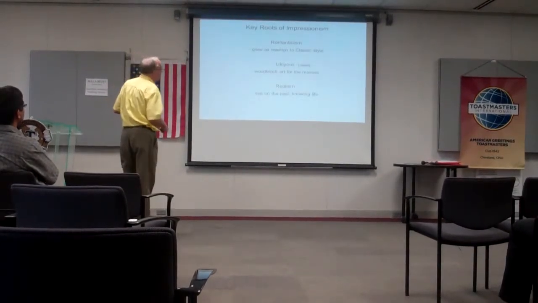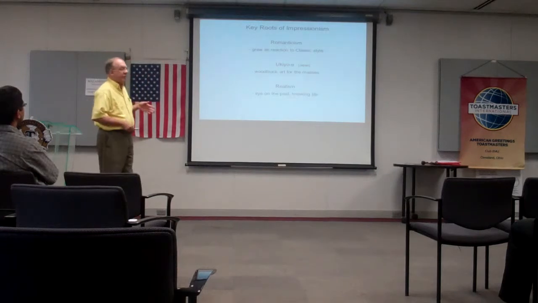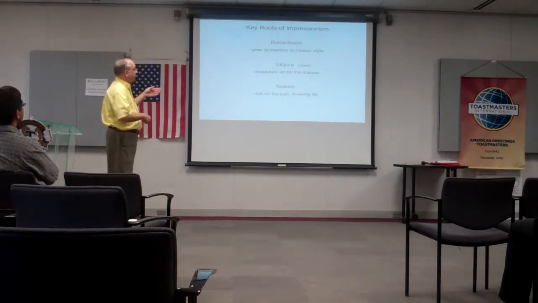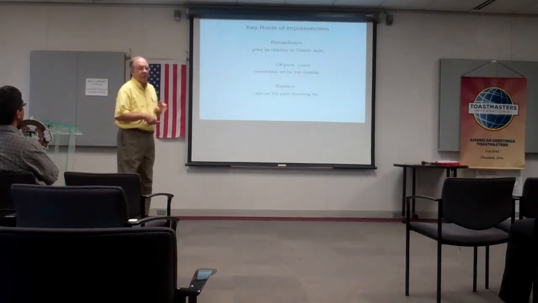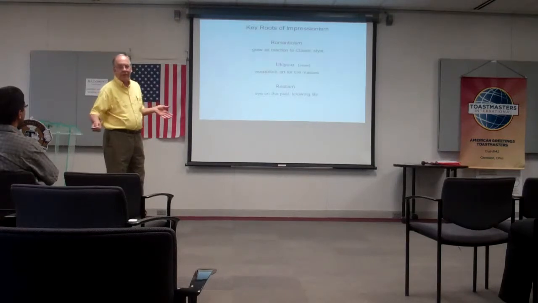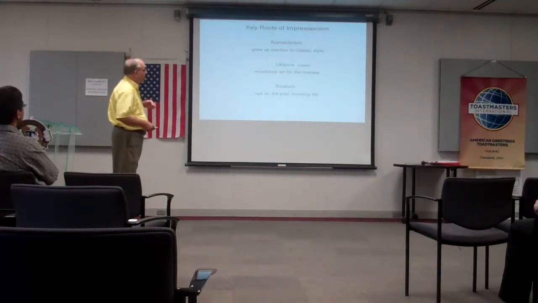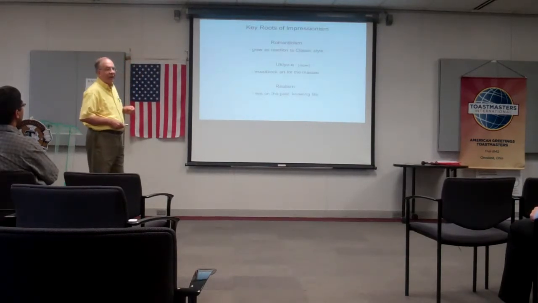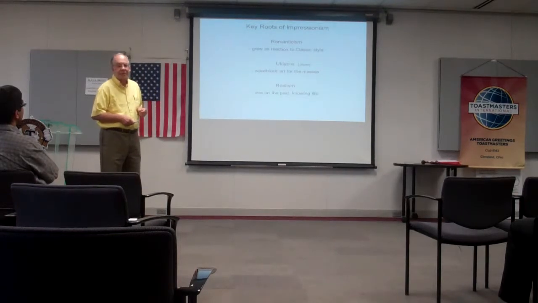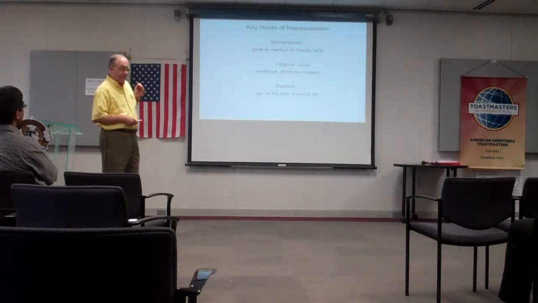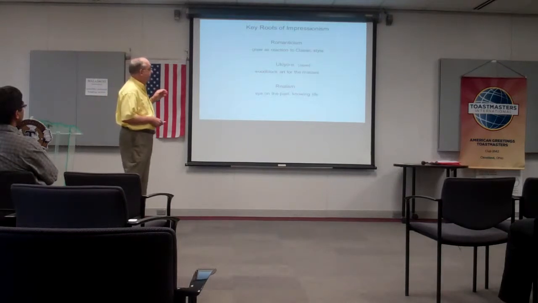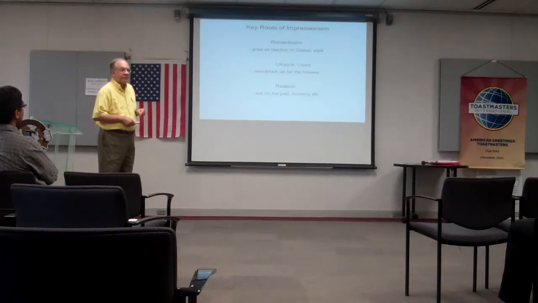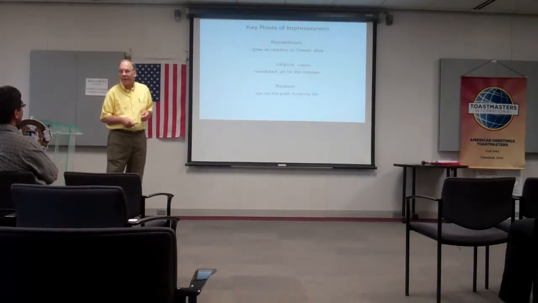I'll start out with key roots. There are others, but these are the key ones. First of all, Romanticism. This grew as a reaction to the classic style which you've seen in churches and everything for hundreds of years. Ukiyo-e from Japan. That means from the floating world. It was woodblock art that was circulated for the masses in Japan. It is two-dimensional. There are a couple of other aspects I'll get to when I show you an example of it. And also realism. Realistic paintings with an eye on the past and also about life.